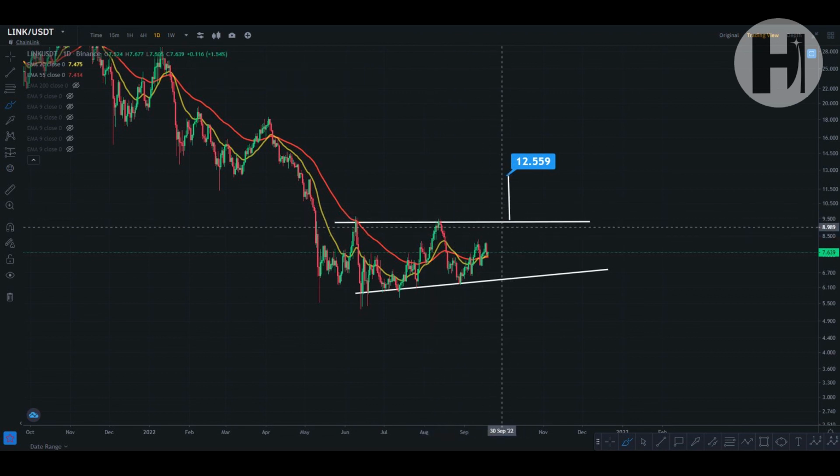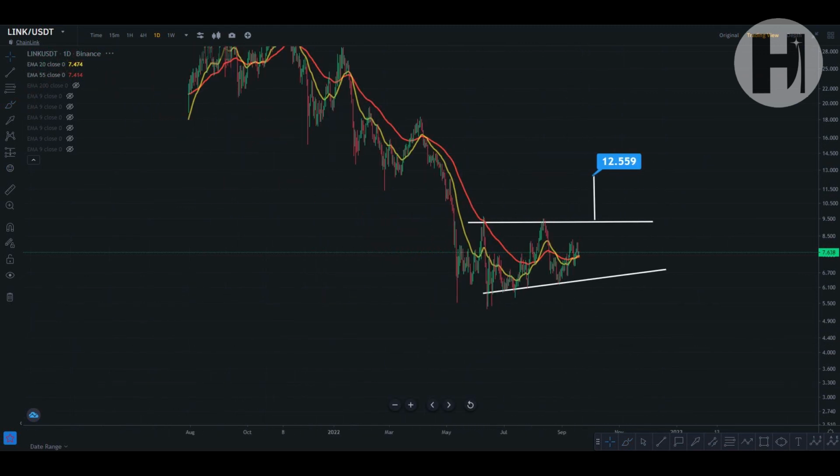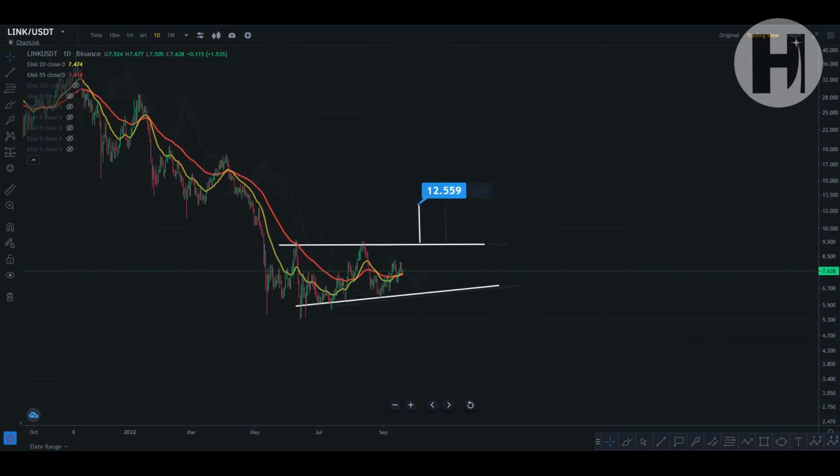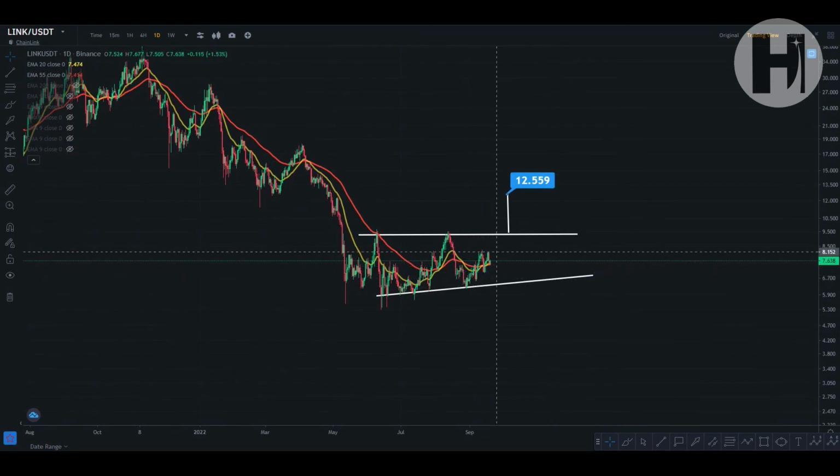So that is basically it for Chainlink. I'm not swing trading it at the moment. I do have a couple of sell orders up for it, and I'm waiting for the staking to be announced. And I do think that potentially could help the price reach our target here at $12.50.